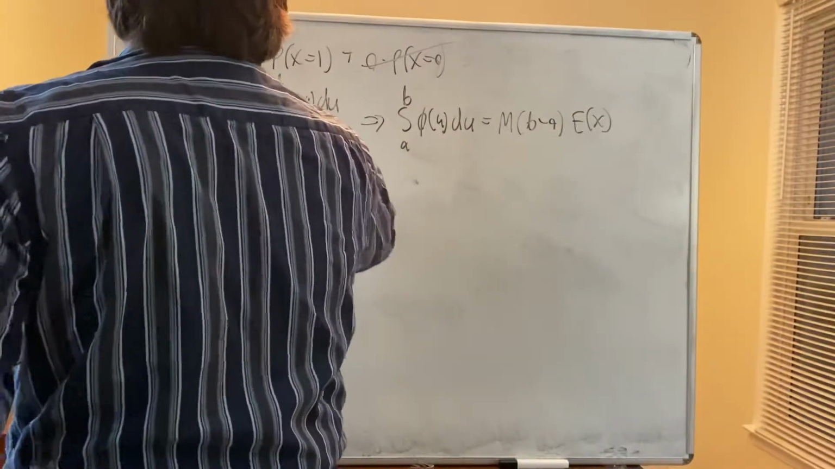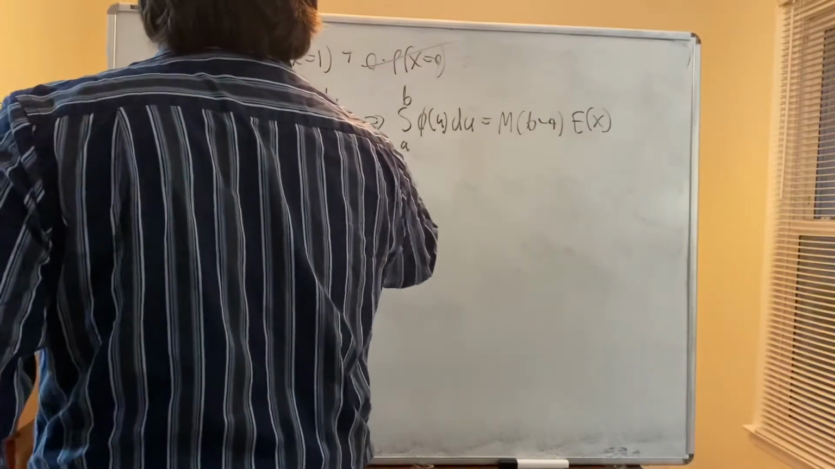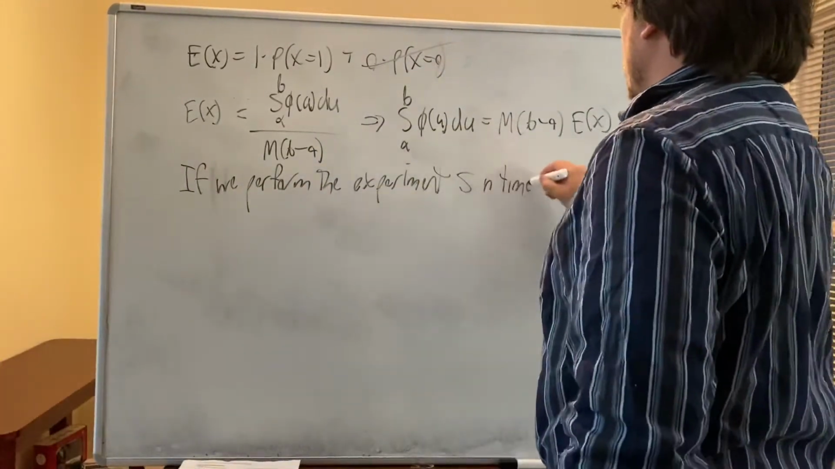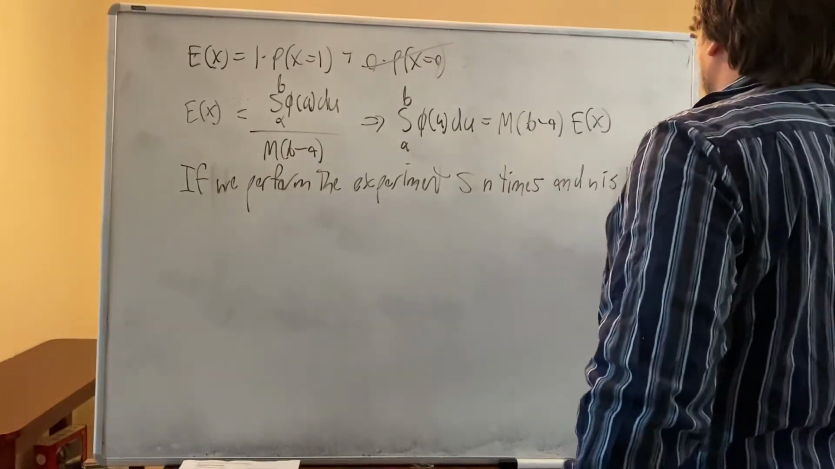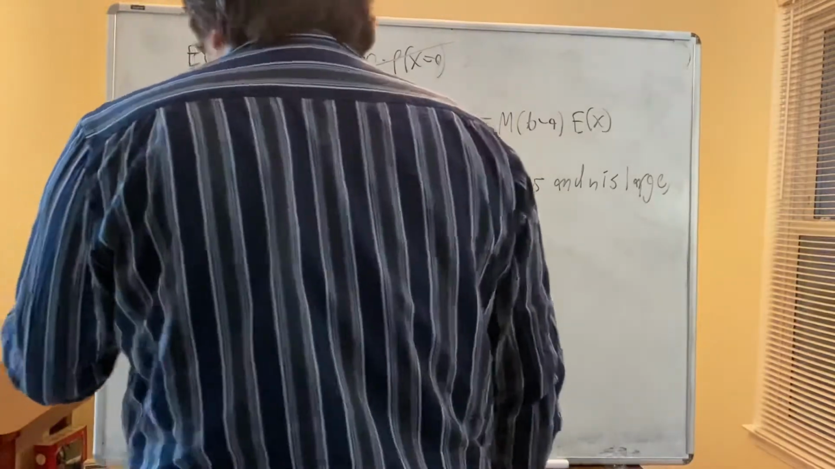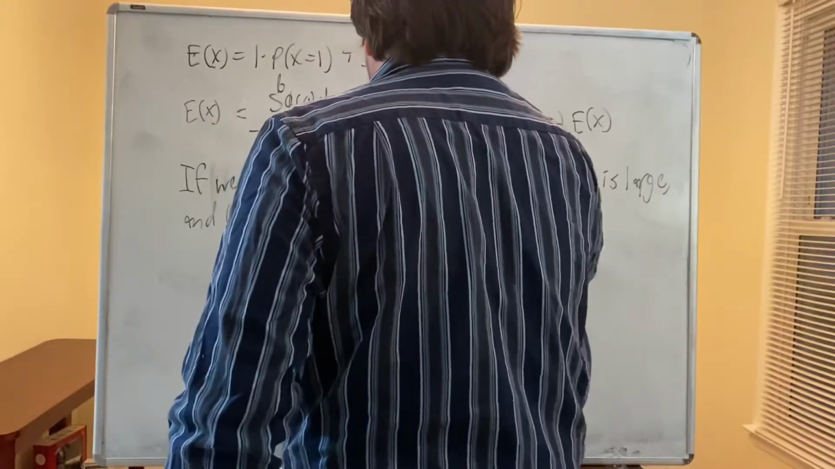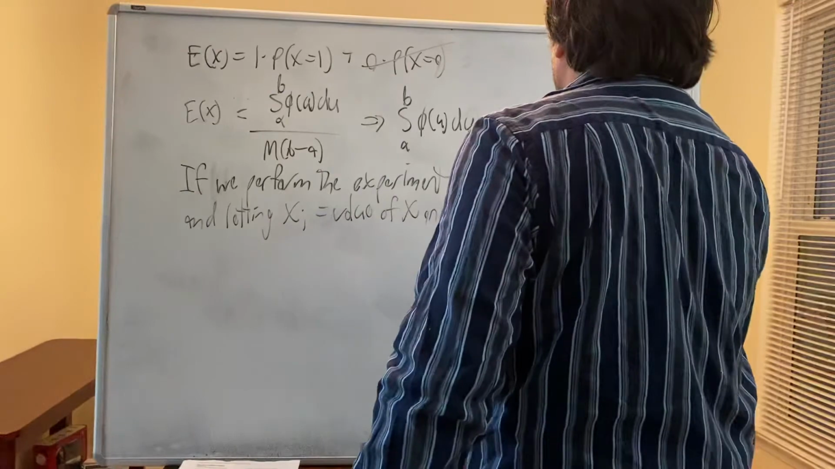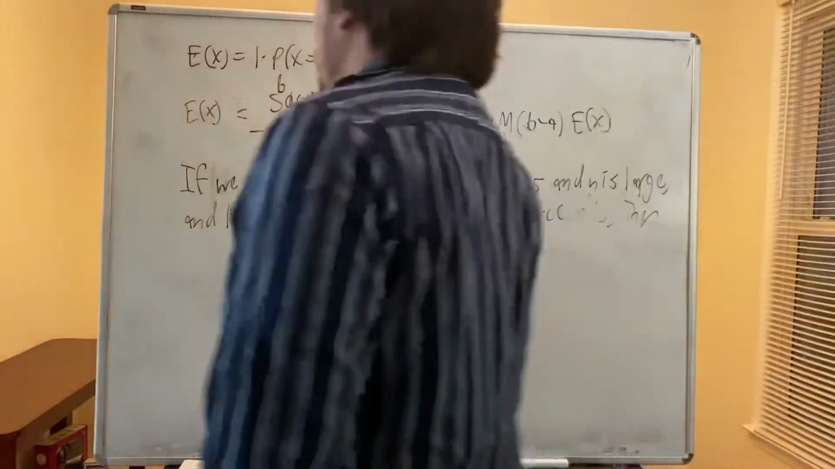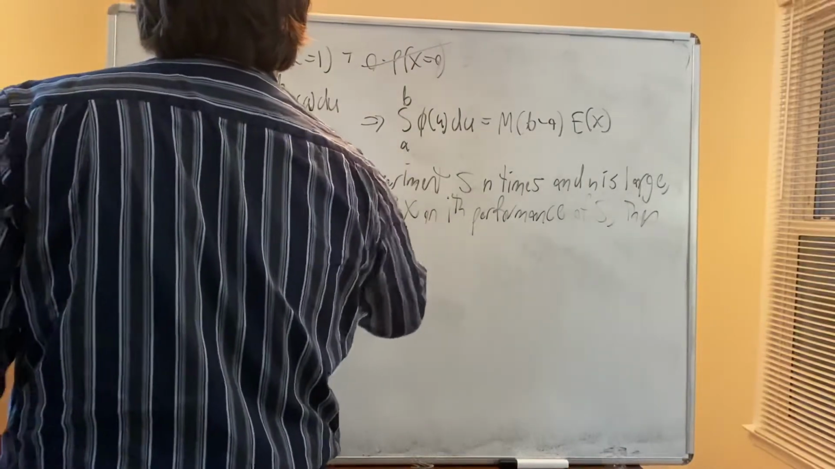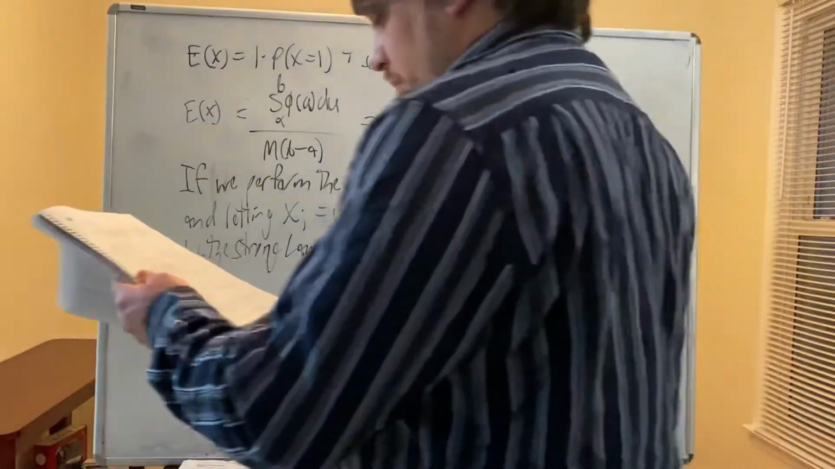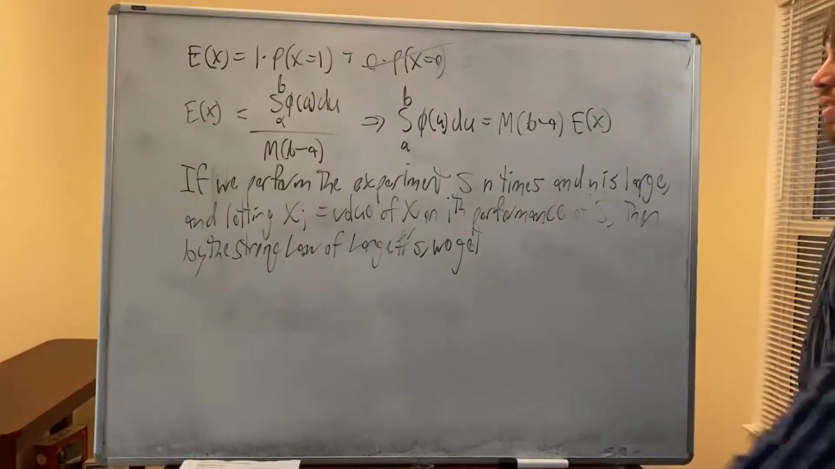If we perform the experiment, capital S, n times, and n is large, and letting x of i equal the value of x on the ith performance of S, then by the strong law of large numbers, we get the following. First, we perform the experiment S, capital S, that's the name of the experiment, n times.